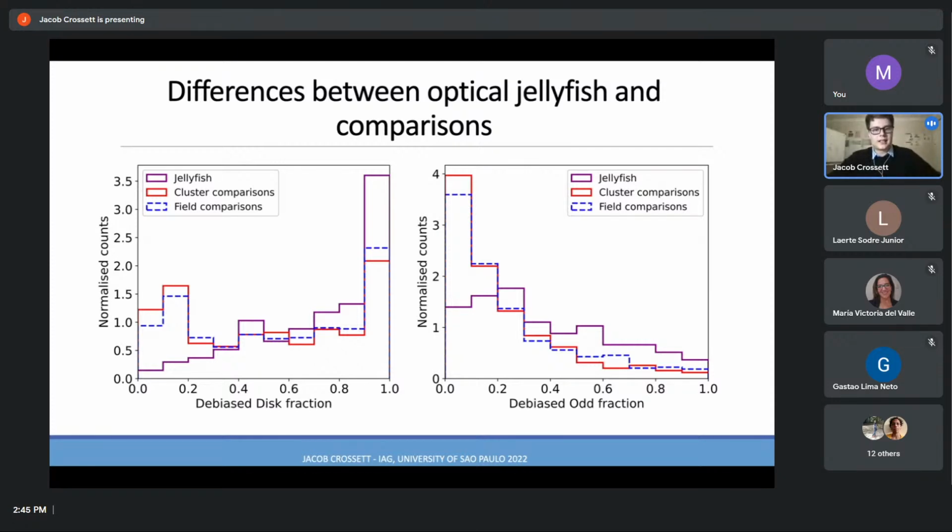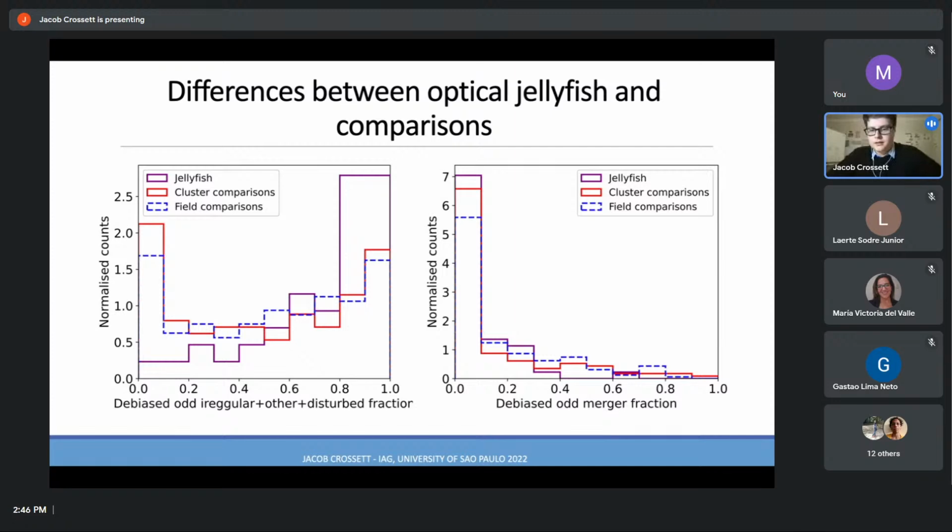So if we look at the jellyfish galaxies compared to these comparisons, we see a lot more disks in the left-hand histogram. Straight away, we can see that a lot of these galaxies have disks compared to your average cluster or field comparison galaxy. And additionally, when voters were asked, is there anything odd about this galaxy? The classifiers all said, yes, we see something very odd about this. So we can see that while most of the galaxies in clusters and fields were not odd, there's a significantly higher odd fraction for the purple line you can see here for the known jellyfish galaxies.